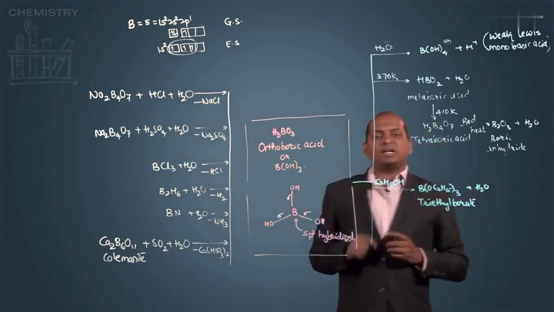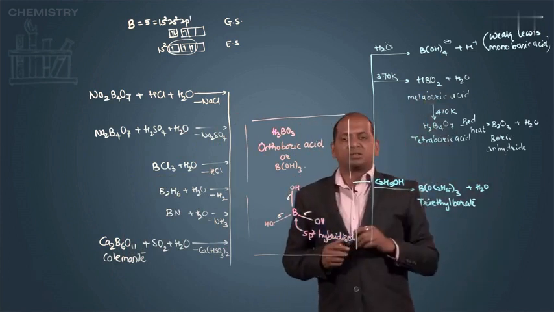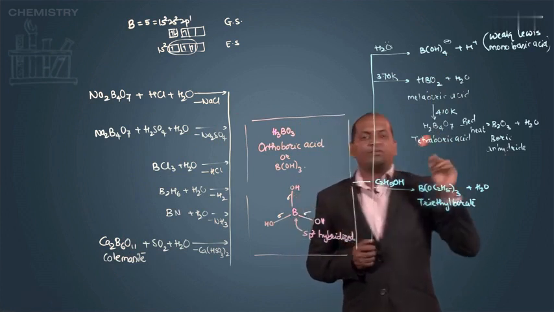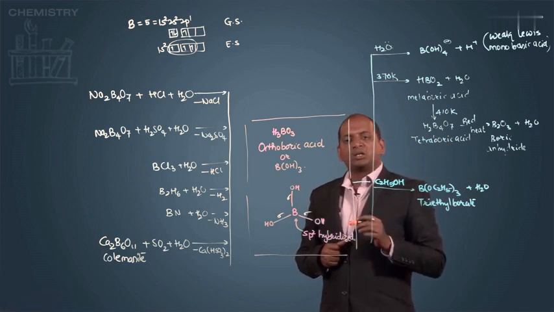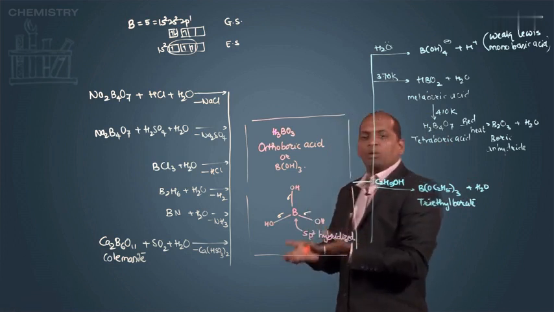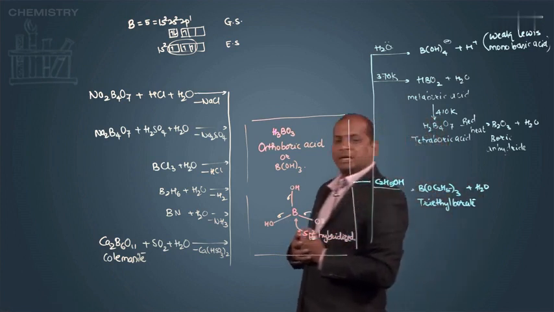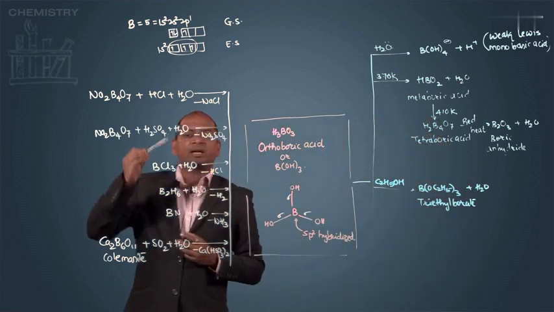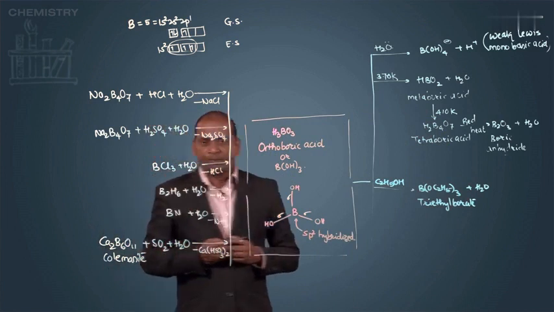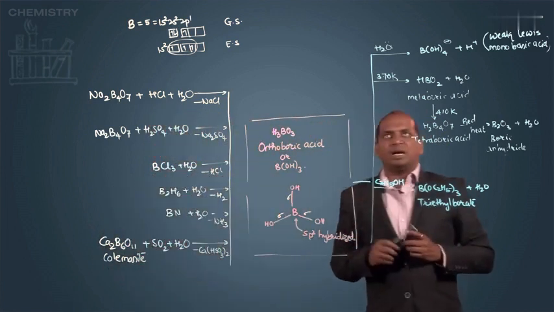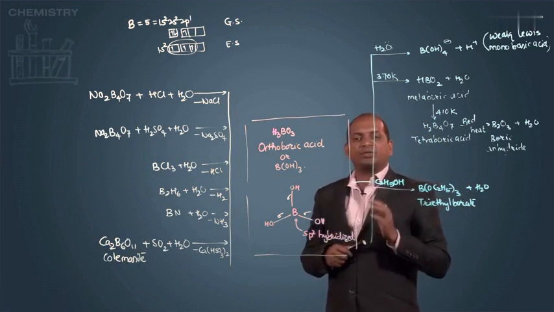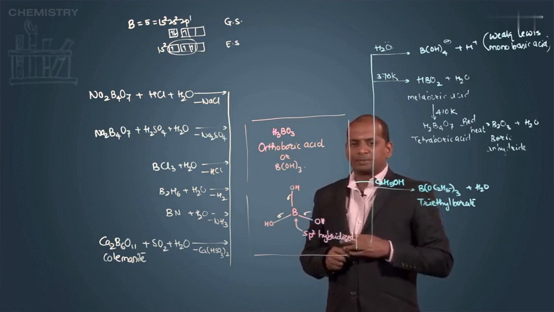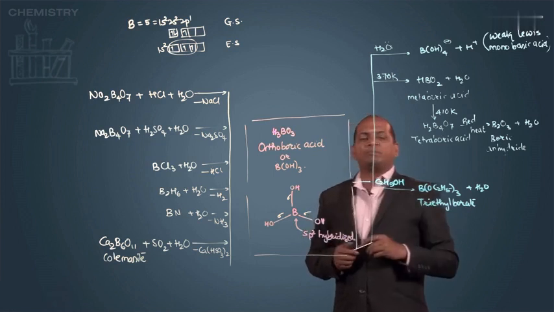So when it reacts with H2O, it gives you this. Therefore, orthoboric acid is called a Lewis monobasic acid, because it accepts one lone pair of electrons, and it is accepted because there is a vacant p orbital. Orthoboric acid can be heated. So what is the action of heat on orthoboric acid? When it is heated to 370 Kelvin, we get metaboric acid.